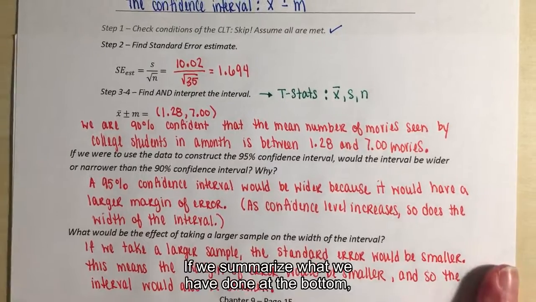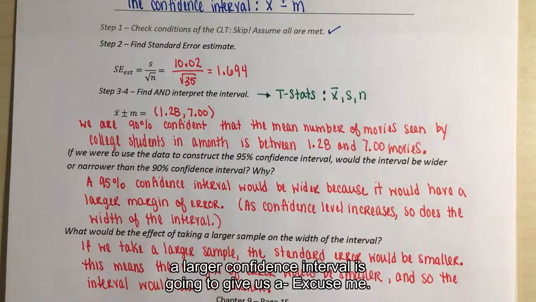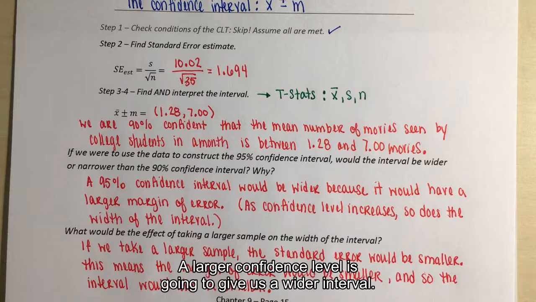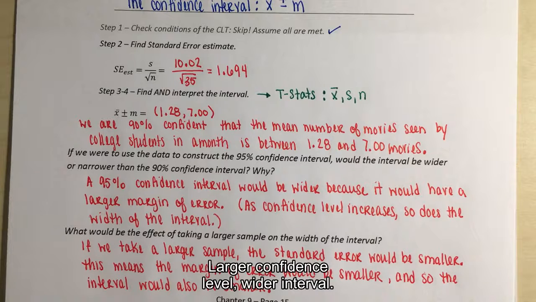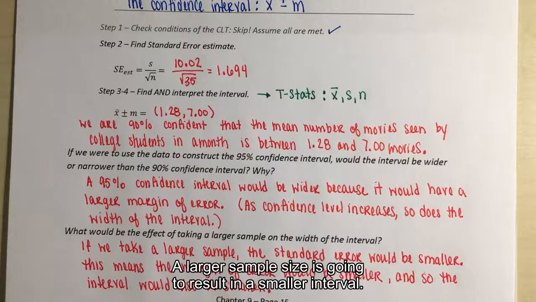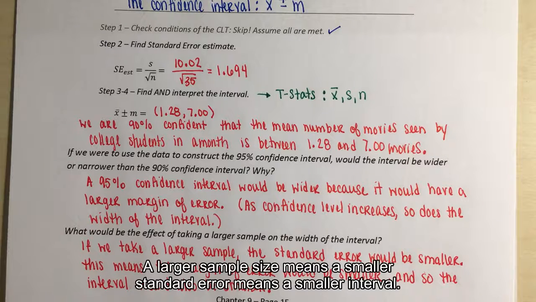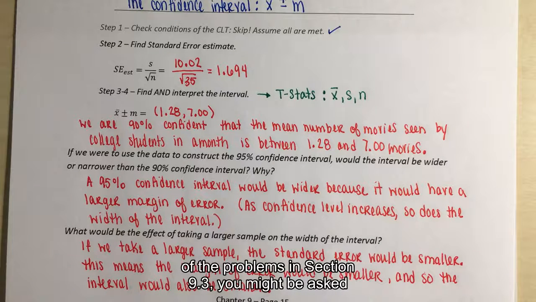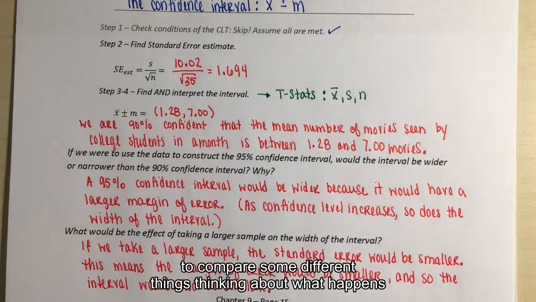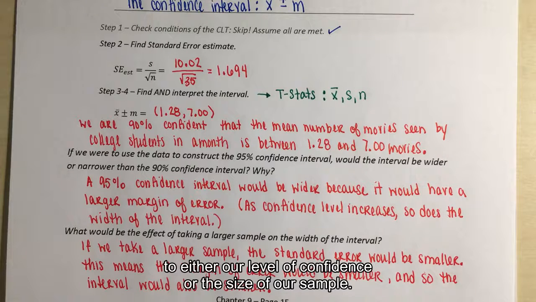So if we summarize what we have down at the bottom, a larger confidence level is going to give us a wider interval. Larger sample size is going to result in a smaller interval. Larger sample size means smaller standard error, means smaller interval. So as you're working through some of the problems in section 9.3, you might be asked to compare some different things, thinking about what happens to either our level of confidence or the size of our sample.